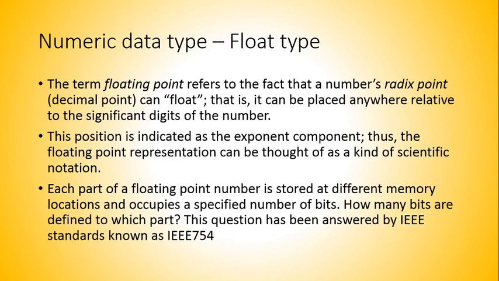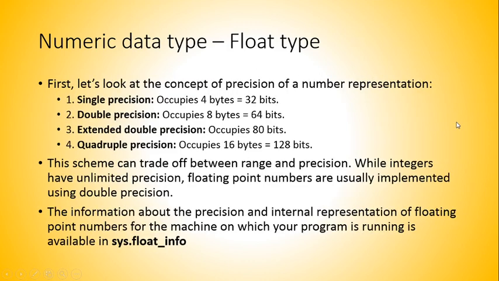So before going further, we have to look at the concept of precision of number representation. Here you can see the number representation has been divided into 4 types of precision: single precision, which occupies 4 bytes of memory; double precision, occupying 8 bytes of memory; extended double precision, which occupies 80 bits of memory. It is greater than 8 bytes, but it is not between 8 and 16 bytes. It occupies 80 bits. And quadruple precision, which occupies 128 bits.